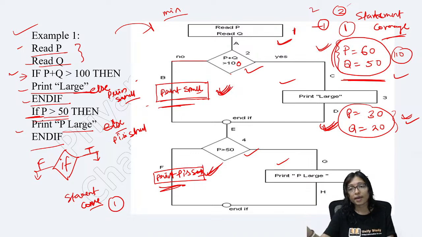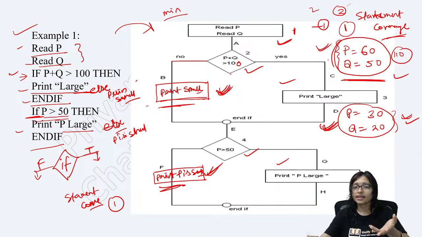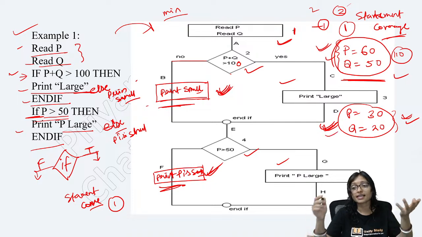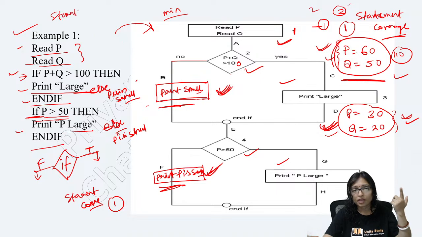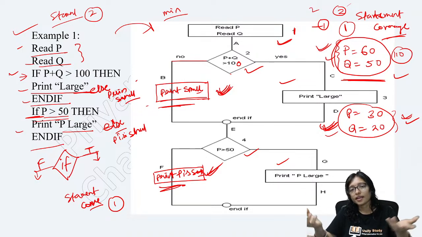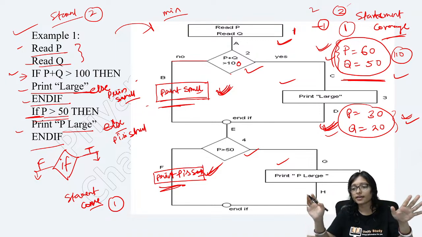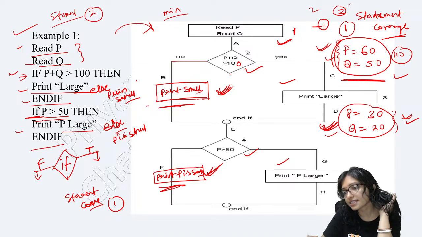Why 4? My target is to cover all the statements in the program. So if I take this test case and this test case, then I can cover all the statements. No problem here. So here also my statement coverage will be 2 only. Is this clear?